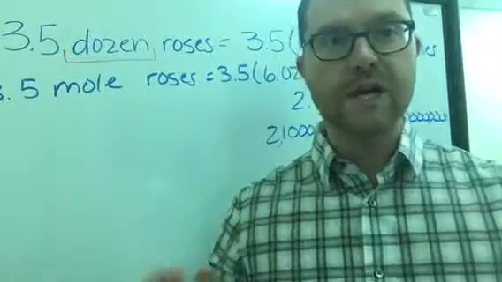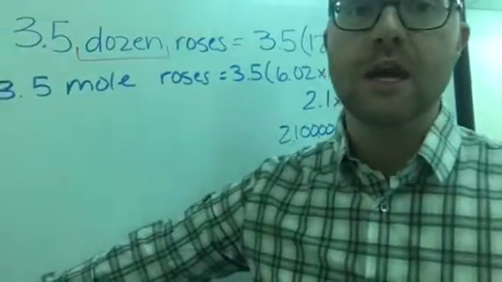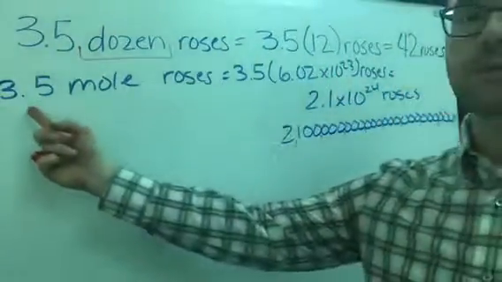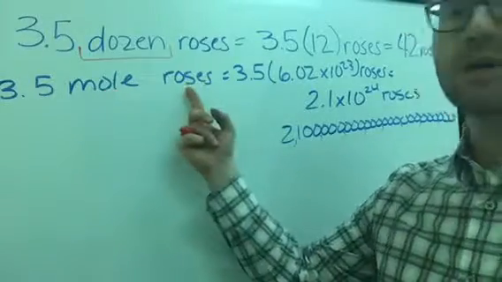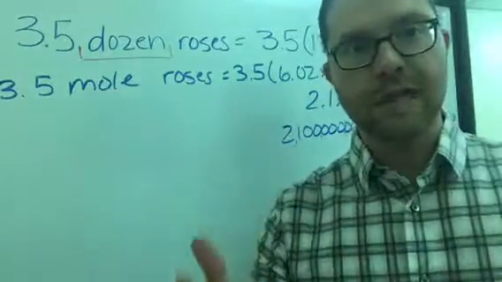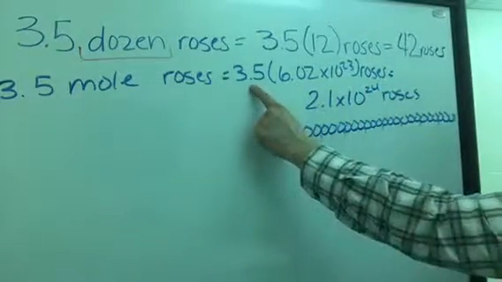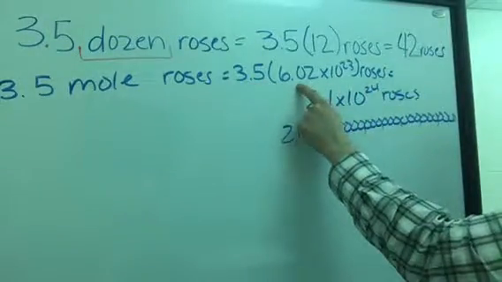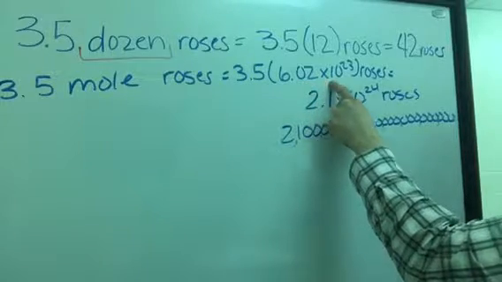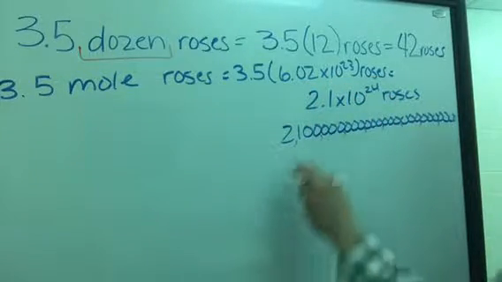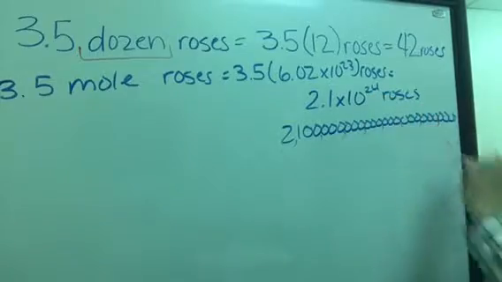Now, if I was really crazy and really super rich, I say, go give me 3.5 mole roses. And after you finish looking at me like I'm a complete crazy person, you would then take 3.5, multiply it by 6.0 times 10 to the 23 roses, and you would get me 2.1 times 10 to the 24 roses.